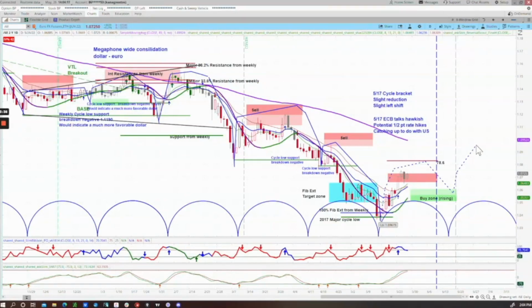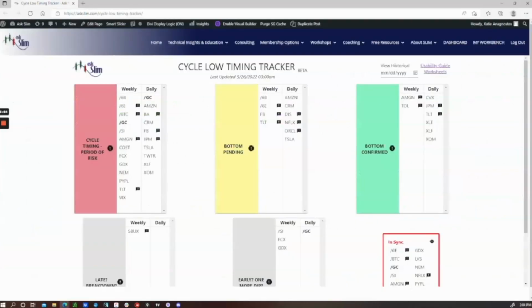The time period around the end of the cycle when we would expect the current cycle to make its low is between June 9th and June 17th for a high probability long side trade in the euro. So that is an example of how to use the cycle low timing tracker to identify opportunities around cycle lows, and it's why it has become so popular with our members.